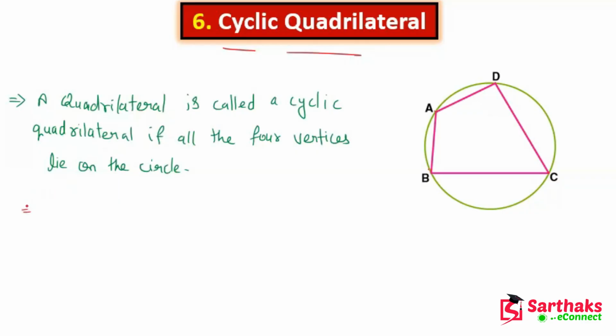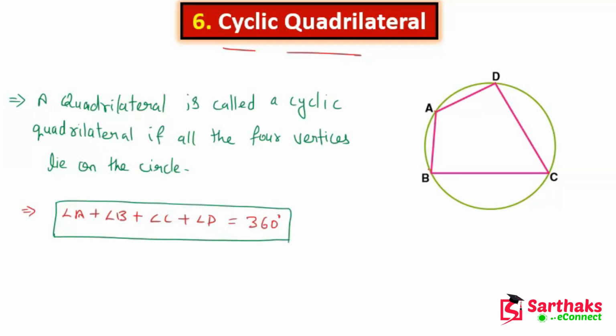And we know that angle A plus angle B plus angle C plus angle D is the angle sum property of a quadrilateral. So this will be equal to 360 degrees. I hope you get this point. Now let's see the theorem based on this.